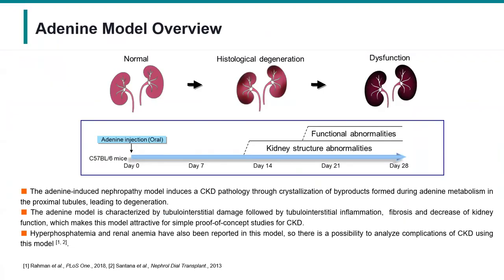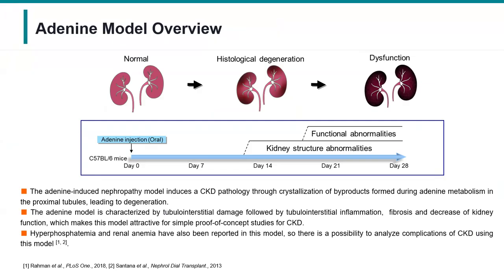The next model is the adenine model. This is the overview of the model. C57 black 6 mice are used. Adenine is administered orally, once on day 0. The adenine-induced nephropathy model induces chronic kidney disease pathology through the crystallization of byproducts formed during adenine metabolism in the proximal tubules, leading to degeneration.